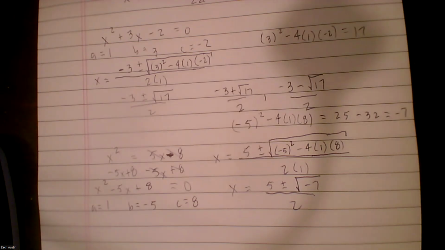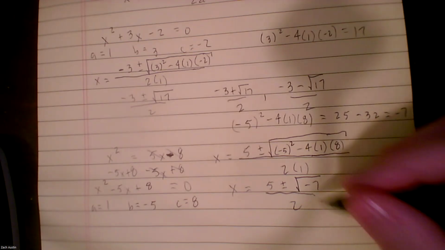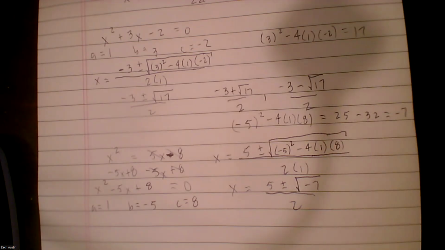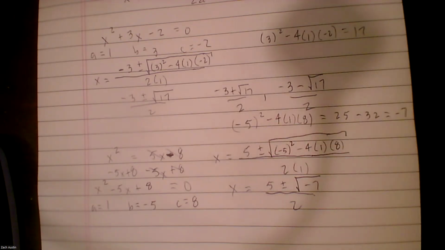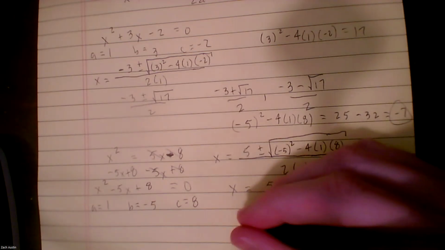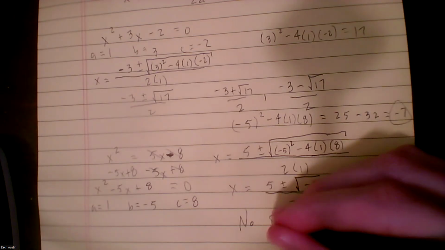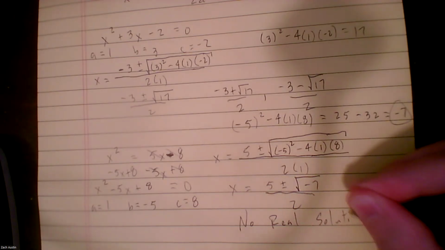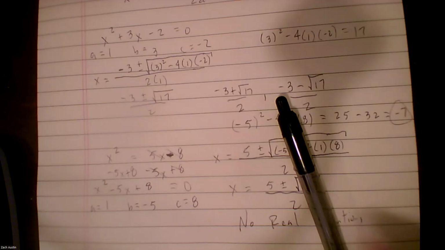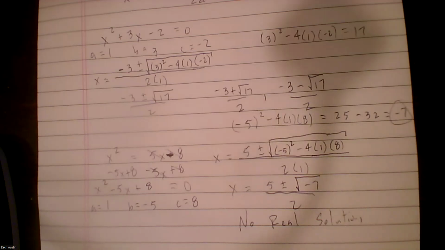You know, positive times positive gives us a positive, negative times negative gives us a positive. You cannot take the square root of a negative number. So as soon as you do this calculation, you do this stuff that's underneath the radical, and you get a negative answer like we did here, that tells us right away there are no real solutions to this problem. And we've already talked about how this is a real possibility with these kinds of problems, right?